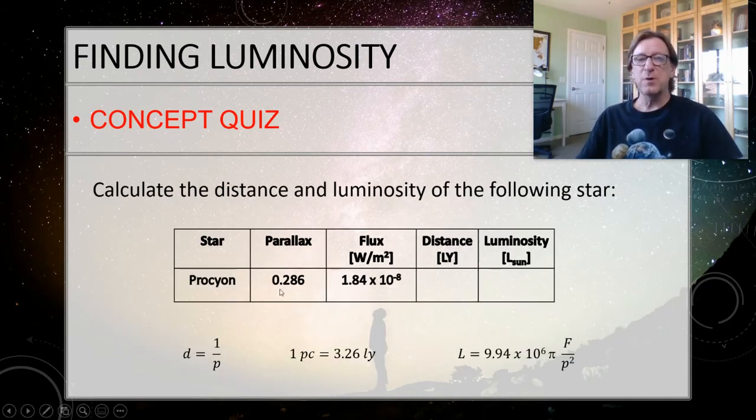All right, so now we're going to do a practice problem. This is Procyon. This is an actual star in the sky. Its parallax is 0.286 arc seconds. The flux is 1.84 times 10 to the minus 8. That's very, very tiny, 0.00000000184 watts per square meter. Well, it's a star. You're not going to receive a whole lot of light on that piece of cardboard. What I want you to find is the distance in light years and then the luminosity in solar luminosities. So pause the video, sit down, pull out your calculator, work it out. Let's see how you do.